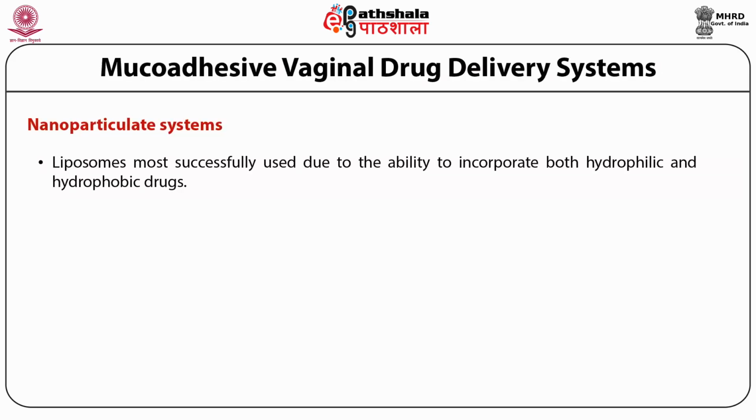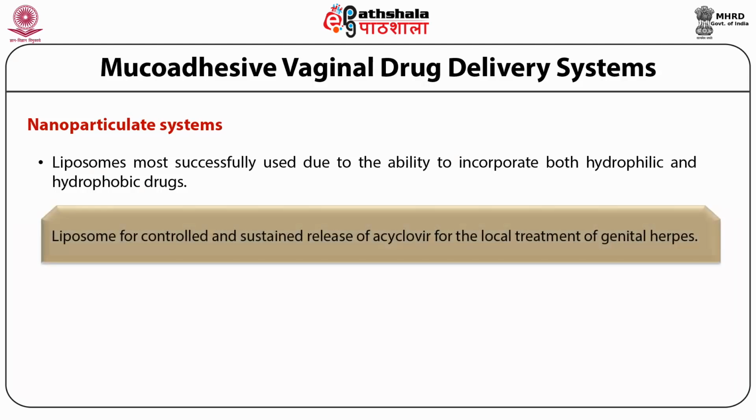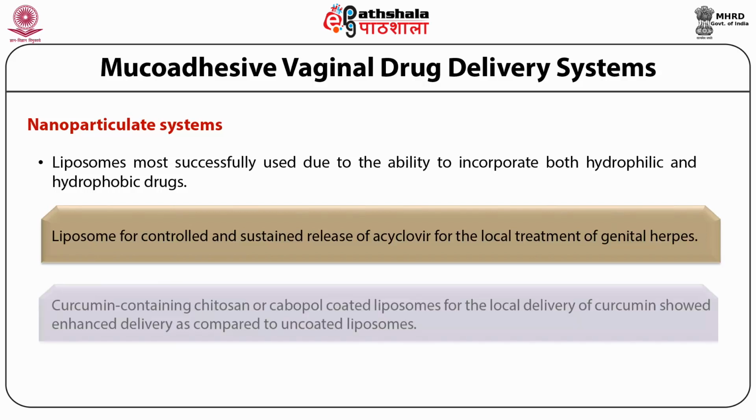Liposomes are most successfully used due to the ability to incorporate both hydrophilic and hydrophobic drugs. Liposomes for controlled and sustained release of acyclovir for the local treatment of genital herpes have been exploited research-wise. Curcumin containing chitosan or carbopol coated liposomes for the local delivery of curcumin showed enhanced delivery as compared to the uncoated liposomes.